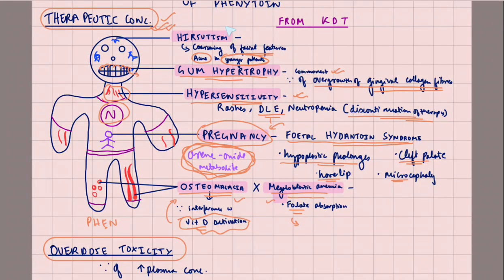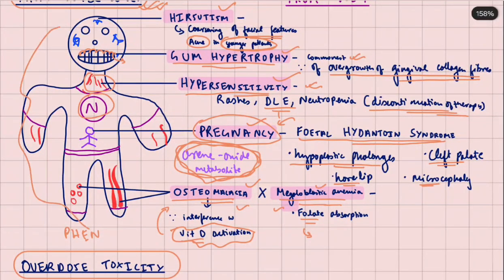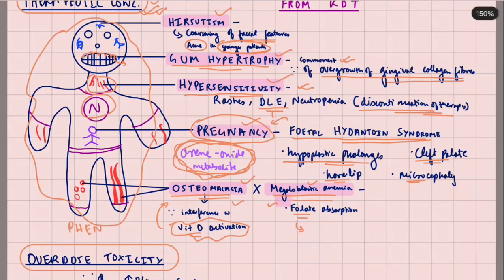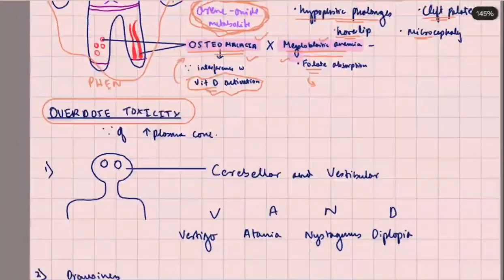Just a quick recap. We have hirsutism, gum hypertrophy, hypersensitivity, pregnancy, osteomalacia, and megaloblastic anemia. If you just remember this diagram and go to the exam, you can draw this on the side of the paper, and then from top to bottom you can remember these adverse effects. It's way easier like that.